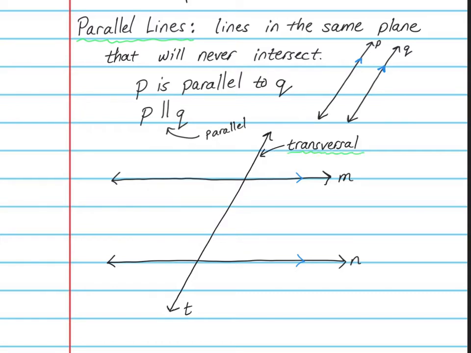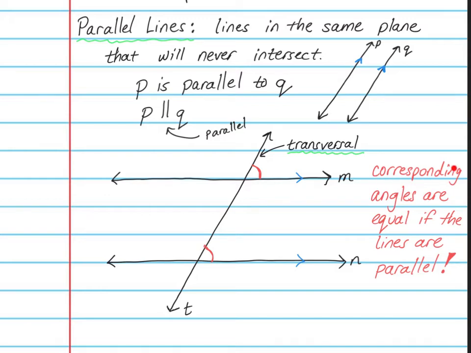So what happens when a transversal crosses two parallel lines is that the corresponding angles are congruent. And so the corresponding angles are on the same side as the transversal and on the same side as the parallel lines. For example, this angle here and this angle here are corresponding angles.